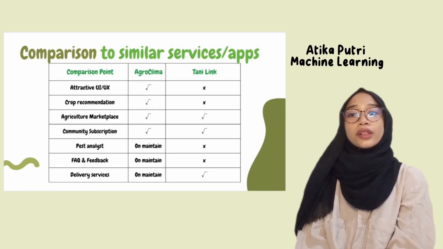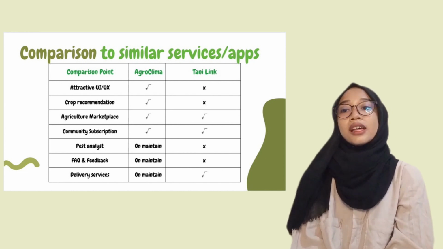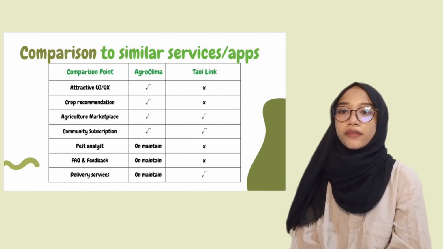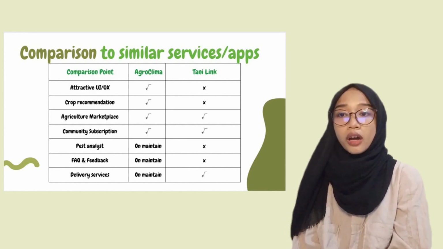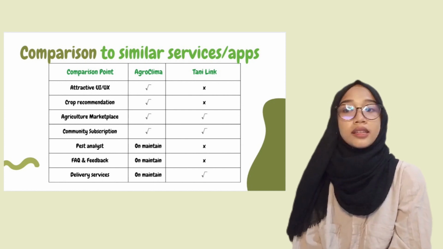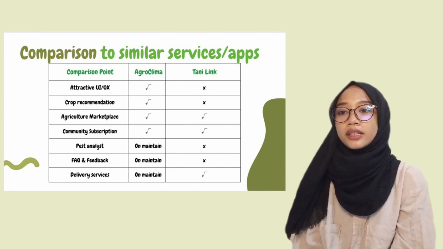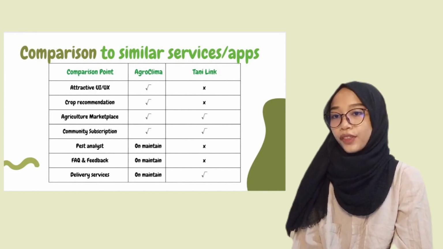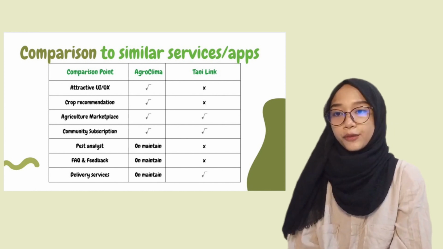Okay, in this video, I will do a comparison between our Capstone project application, Agroclima, and a similar service or application, TinyLink. As shown in the slide, there are several points of comparison. The first is attractive UI UX. Agroclima has an attractive UI UX while TinyLink does not. The second is the crop recommendation feature. Agroclima definitely has the crop recommendation feature because it's the main feature of our application, whereas TinyLink does not have it. Third, the agriculture marketplace feature.